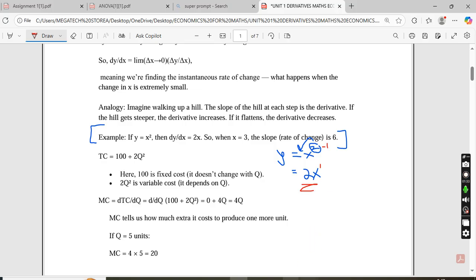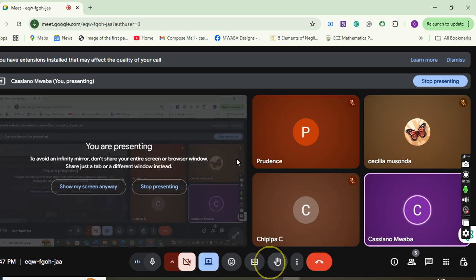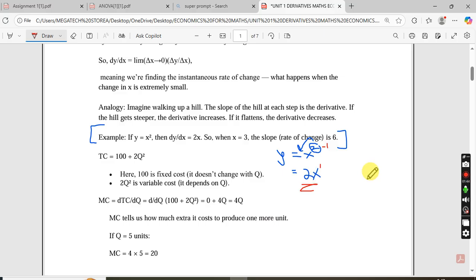Do we remember this, colleagues? The power rule, because it's the heart of differentiation. So do we remember this? Any questions on that before we move to the next part?